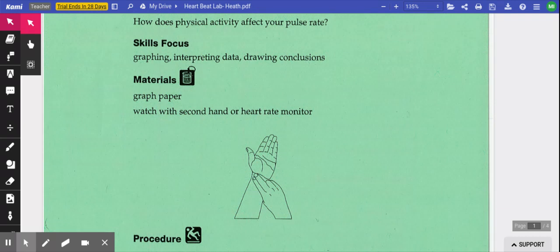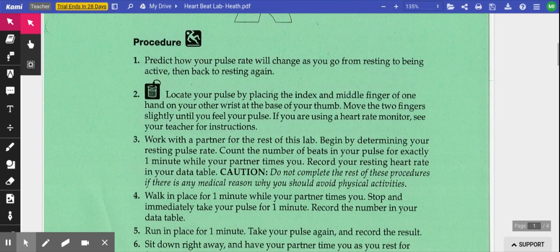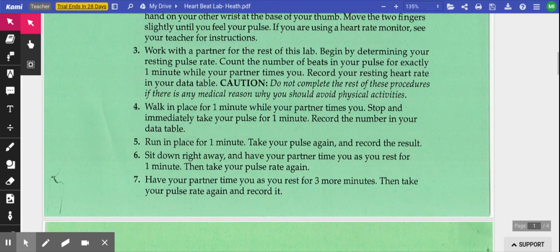The materials you'll need are really all here, except you're going to need a timer of some sort. Procedure: we're going to predict how your pulse rate will change as you go from resting to being active, then back to resting again. We're going to locate our pulse by placing the index and middle finger of one hand on the wrist, at the base of your thumb. Move two fingers slightly until you feel your pulse. If you are using a heartbeat monitor, which we're not going to be, you don't need my instructions.